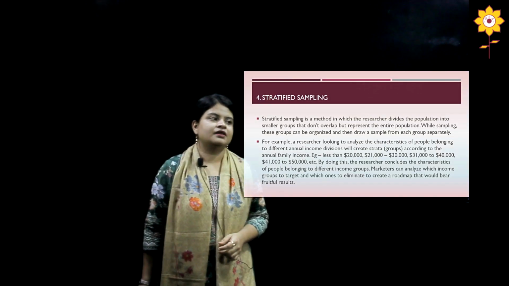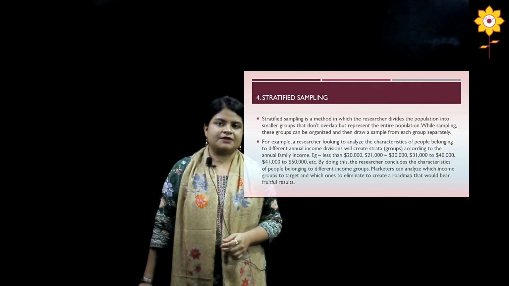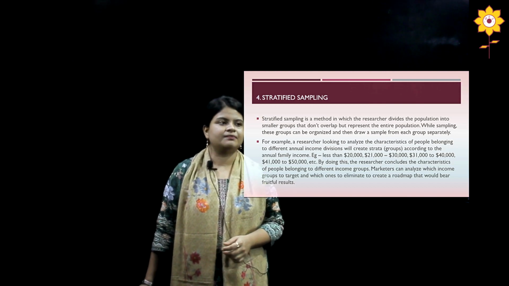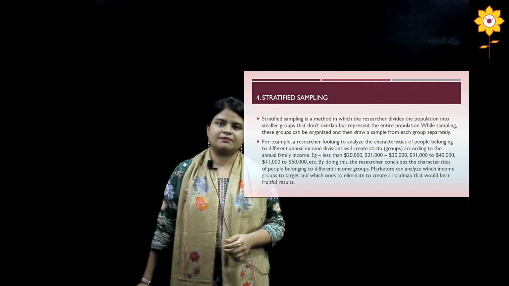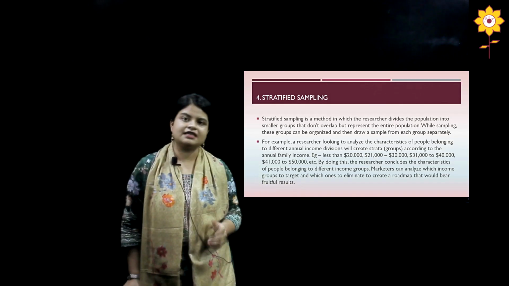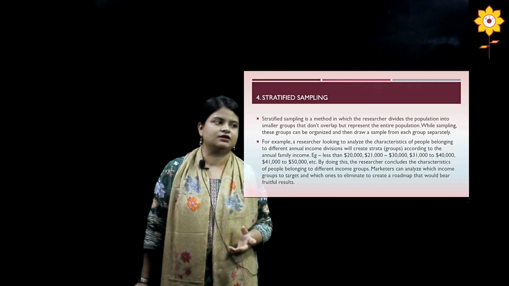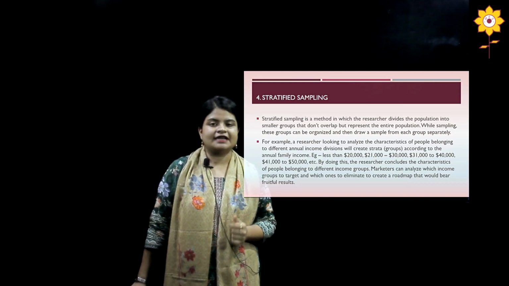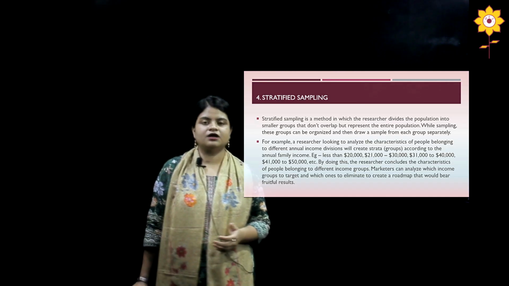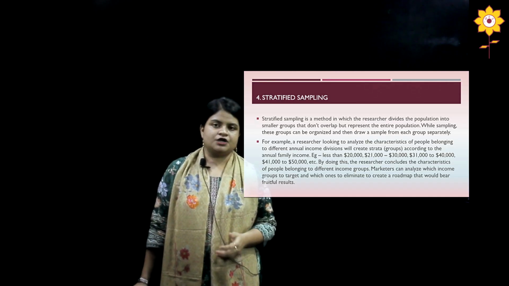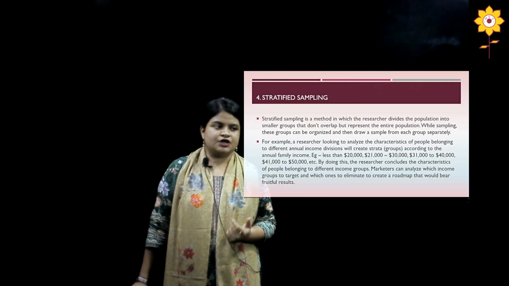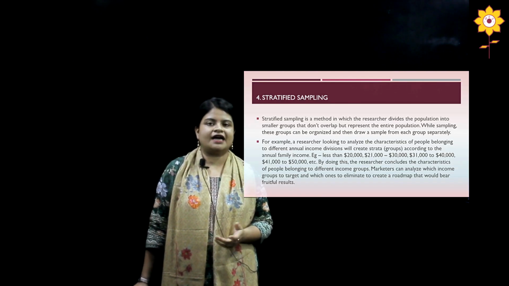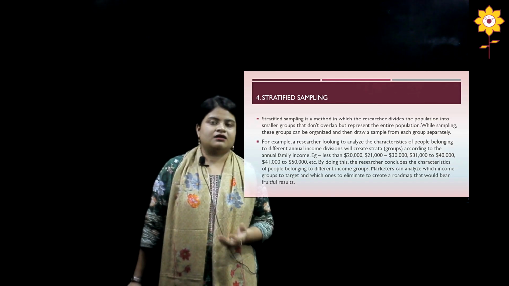Stratified sampling. Stratified sampling is a much better and systematic approach also under probability sampling. Herein the researcher divides the population into smaller groups, and these groups do not overlap each other. For example, the researcher may want to determine the income generation of a particular group under the research study. So, the annual income of the family can be divided into different strata.